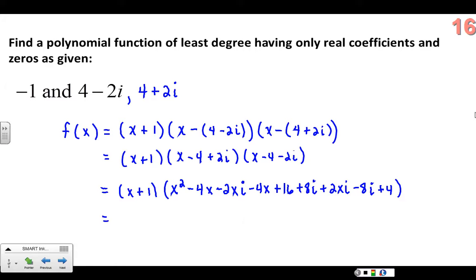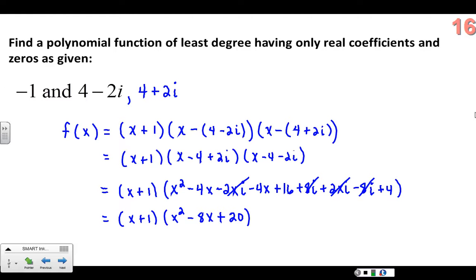Okay, so that leaves x plus 1. So I have an x squared. Let's see what happens here. The negative 2xi and the plus 2xi cancels out. 8i minus 8i cancels out. So it looks like we have minus 8x. And then 16 plus 4 will be plus 20. Notice all the i's are out of the equation now.